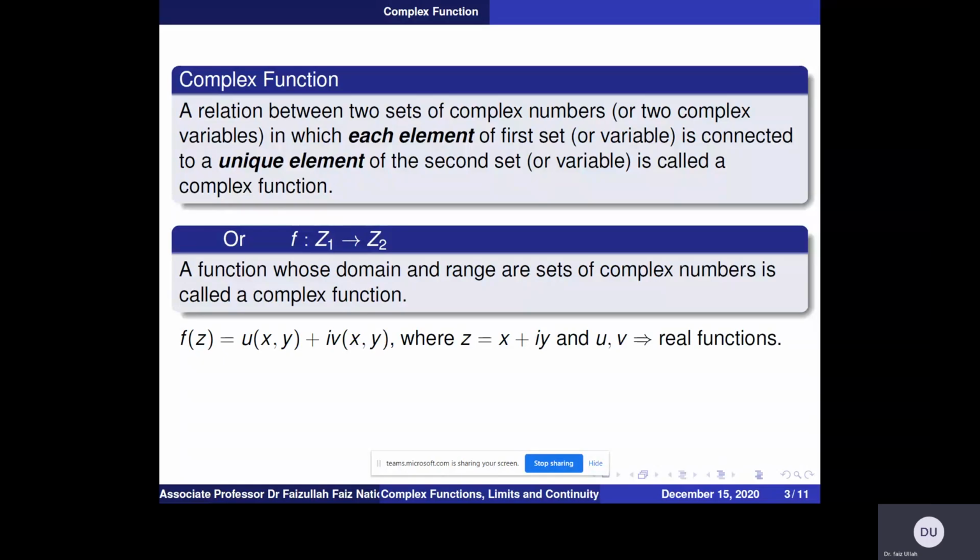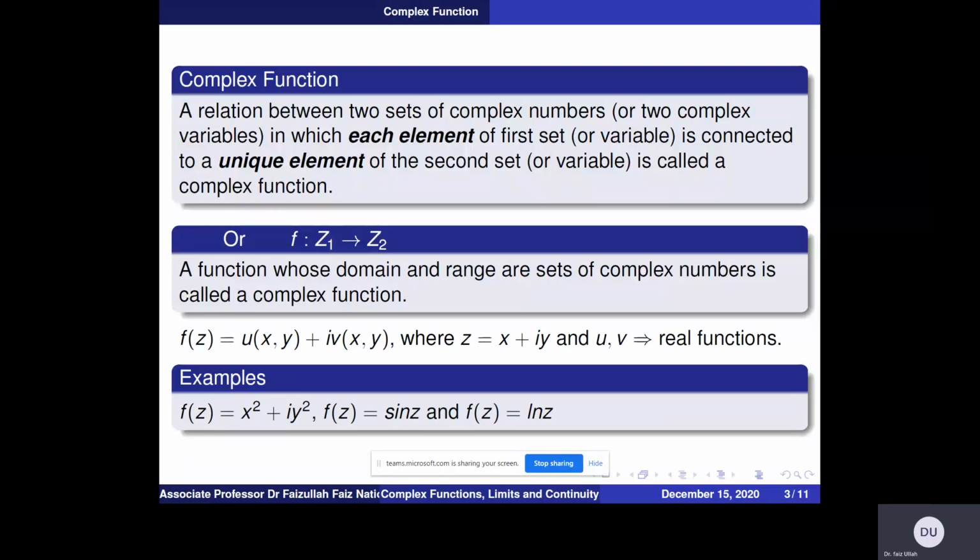And let us see some examples of complex functions. f of z is equal to x square plus iota y square. This is a complex function. f of z is equal to sine z. This is another complex function where z is equal to x plus iota y. f of z is equal to log z is a complex function where z is equal to x plus iota y.